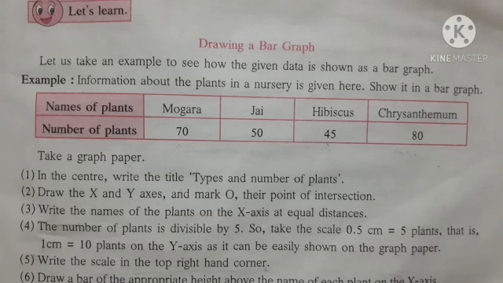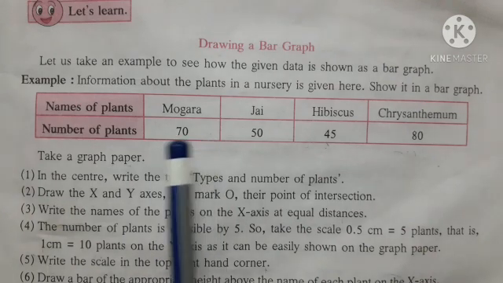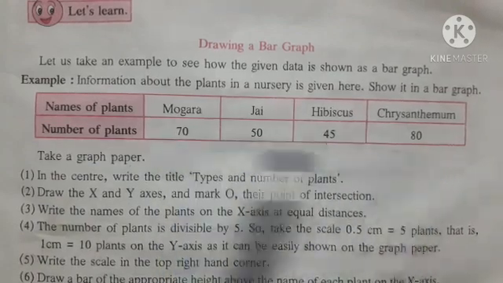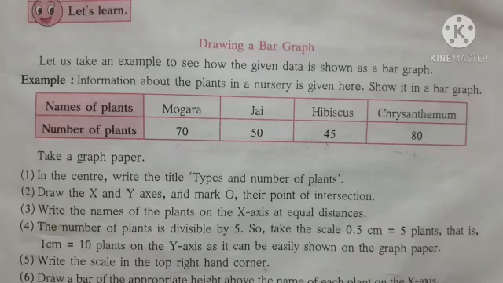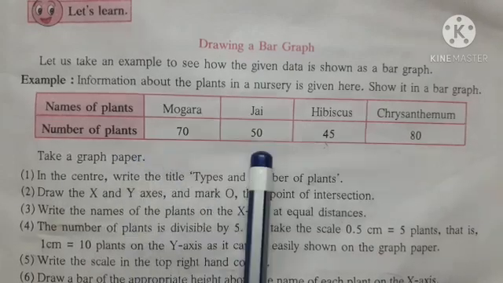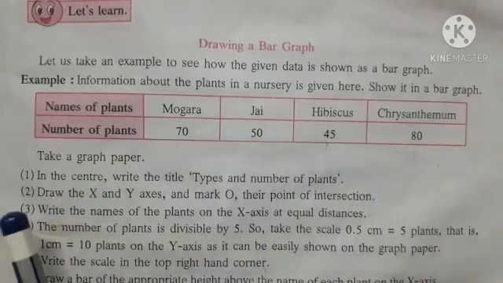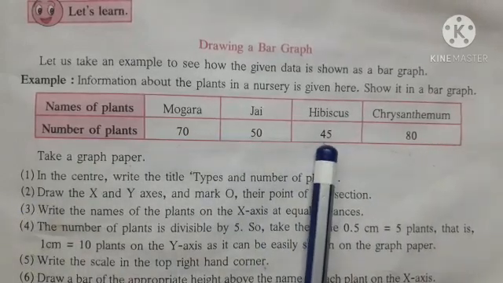Then the main thing, that is the scale. Now it depends upon the numbers. The numbers here are 70, 50, 45 and 80. Now these are all divisible by 5. 70, 50 and 80 are divisible by 10 also, and 45 is divisible by 5.